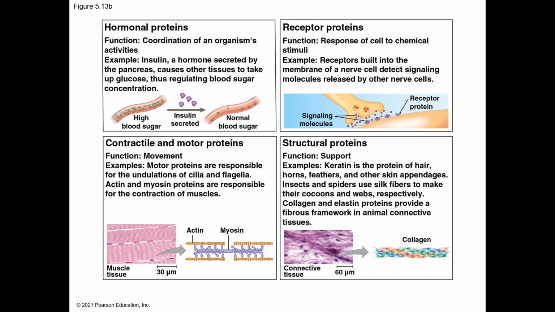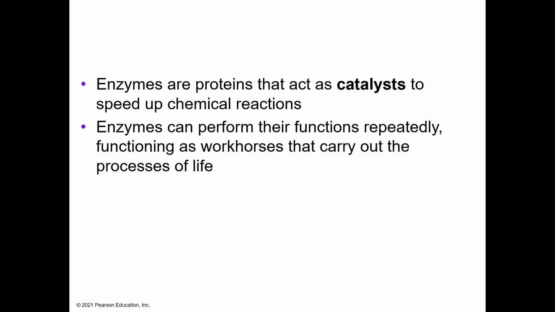There are structural proteins, which are used for support. An example would be keratin in the hair, horns or feathers, and other skin appendages that are built out of keratin. Insects and spiders use silk fibers to make their webs and cocoons. And then we have collagen and elastin proteins that provide a fibrous network of connective tissue found in our skin. There are lots of proteins, and that was just examples of several of them, not all of them, and there's a lot that you could study.